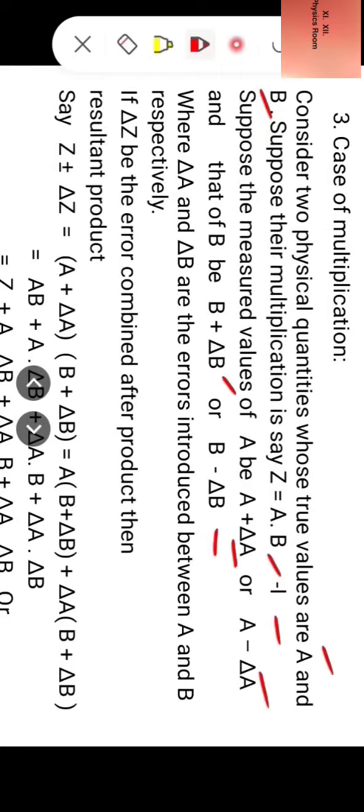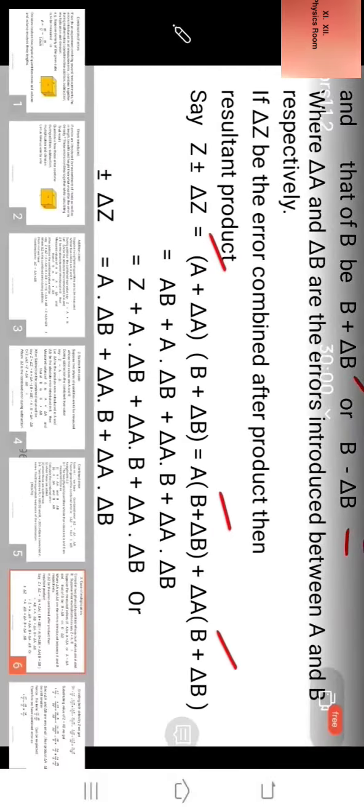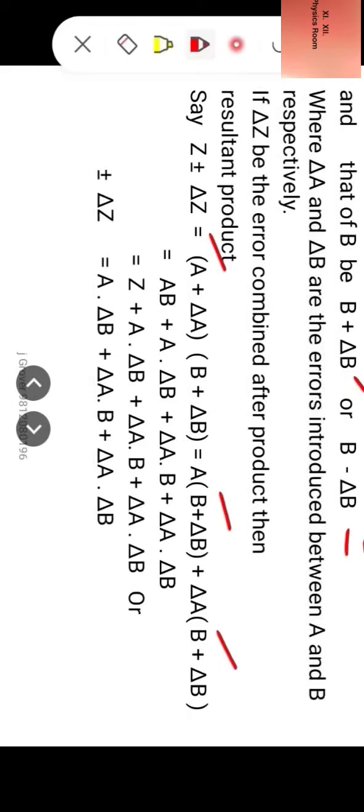If delta Z be the error combined after product, then the resultant product, say Z plus minus delta Z, is equal to (A plus delta A) into (B plus delta B). It can be put as A into (B plus delta B) plus delta A into (B plus delta B), which is equal to AB plus A into delta B plus delta A into B plus delta A into delta B.